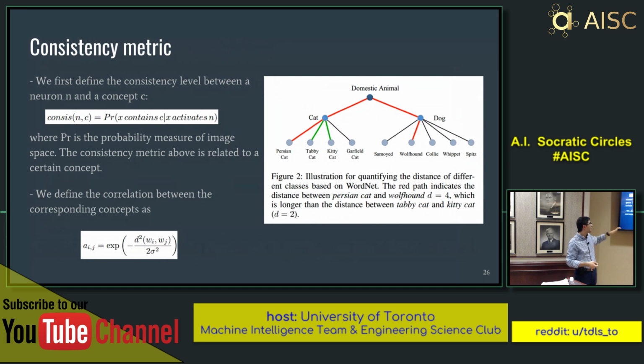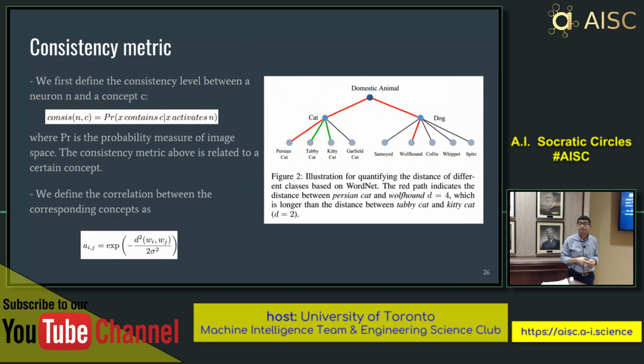Let's say I have a class defined by WI, the definition of that class, and then I have WJ. I look at WordNet, shown on the left side. What WordNet does is that we have words, and you can find the distance between the words through these structures. For example, the distance between Persian cat and dog is 3 because there are 3 connections between them. The distance between tabby cat and kitty cat is 2 because there are only 2 edges between them.